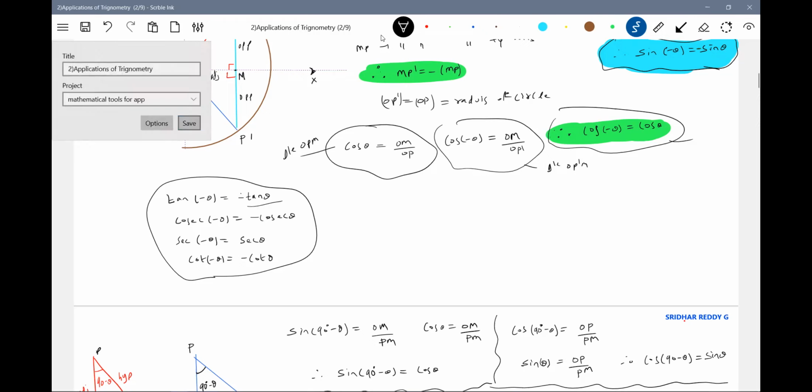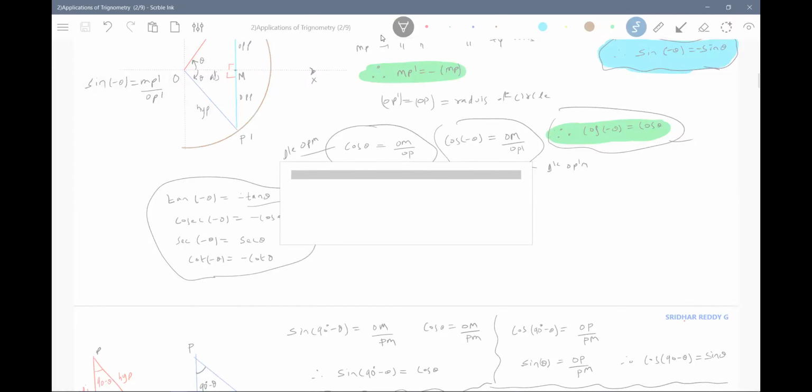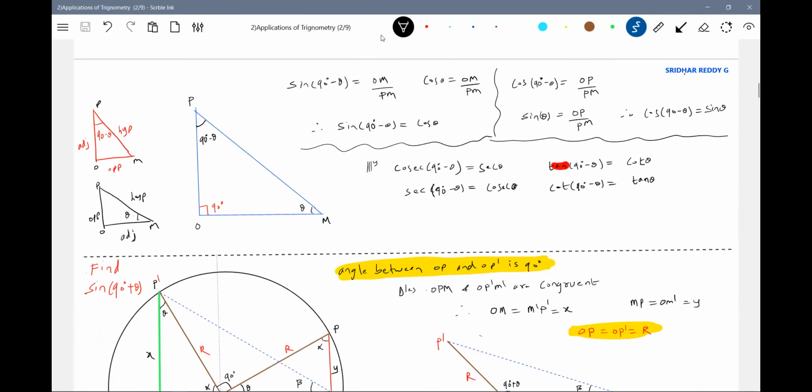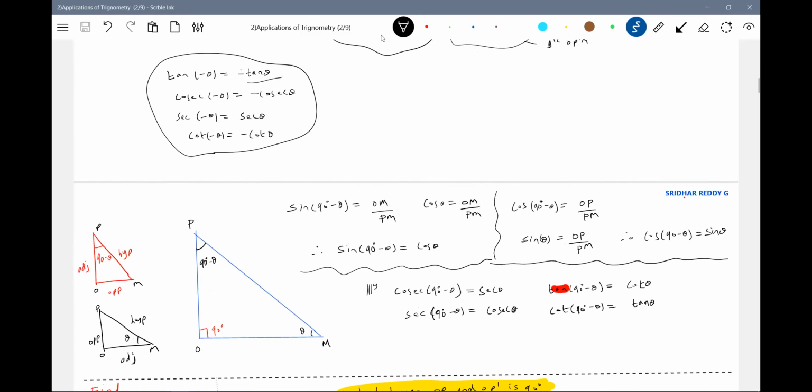So I'll go to the next thing. Sine of 90 minus theta, what conditions will come? So I assumed a triangle here. Try to look at this. There's a triangle we are taking. I'll show that triangle.